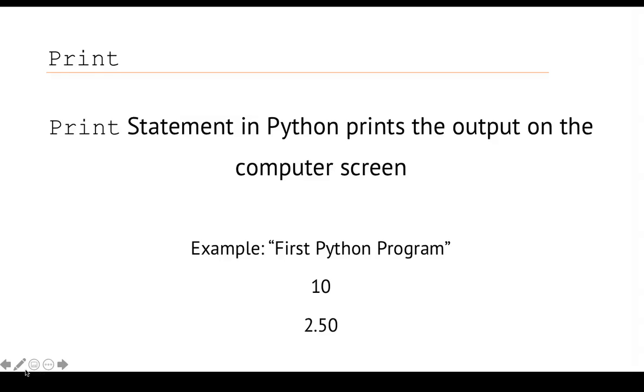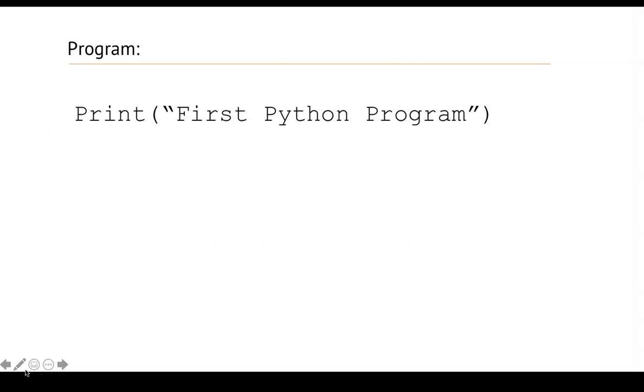Now let's understand it through a program how we can print all these using the print statement. You have to write print and inside the parenthesis, in double quote or single quote, write your sequence of characters. Here, first Python program. When you run this, you will get the output like this: first Python program.